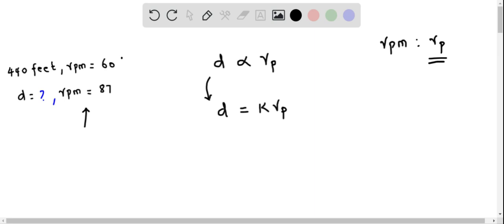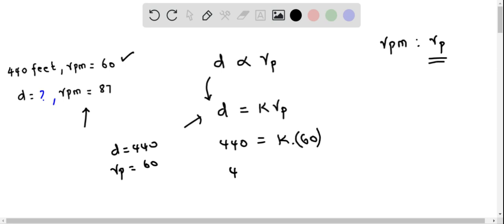Now let's use the first information. That is, when RPM equals 60, the distance traveled is 440. So we plug in d equal to 440 and R sub p, which is the RPM, equals 60, and we can determine the value of the constant k. So 440 equals k times 60, which gives 440 equals 60k. Now we can determine k from this: k equals 440 divided by 60.